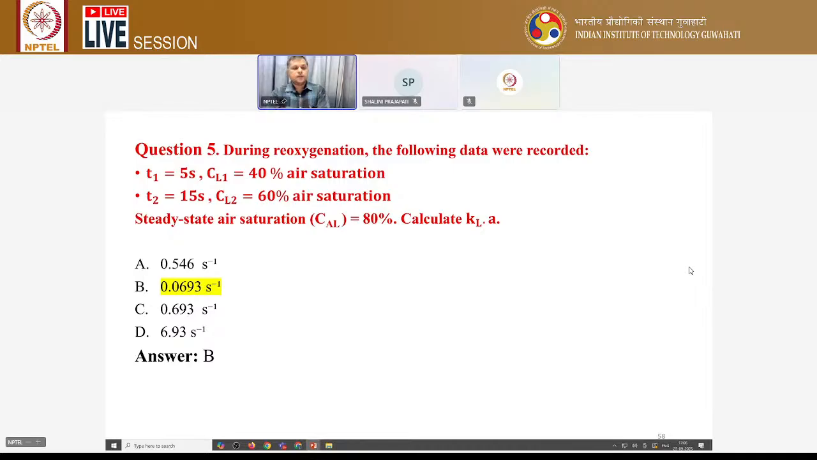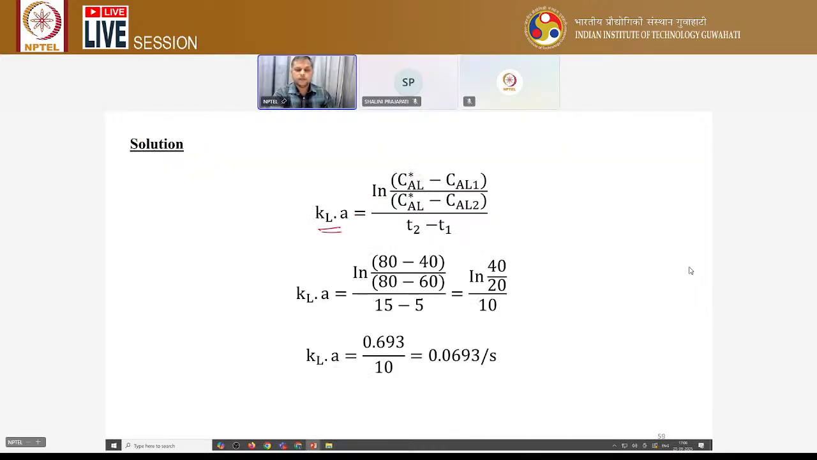Now this question 5 is based on the method used to calculate the KLa value. So at 2 different time points, you measure the concentration of oxygen or the air saturation. Now, if you want to calculate the KLa value, the formula is very straightforward. It says KLa as ln of CL star minus CL1, where CL1 corresponds to the concentration at one time point, and CL2 corresponds to the concentration at the second time point.